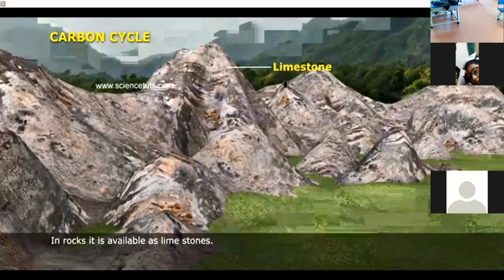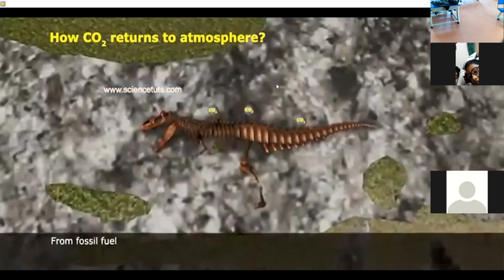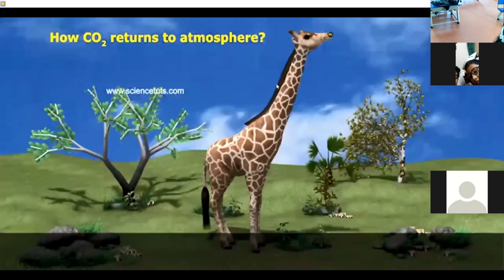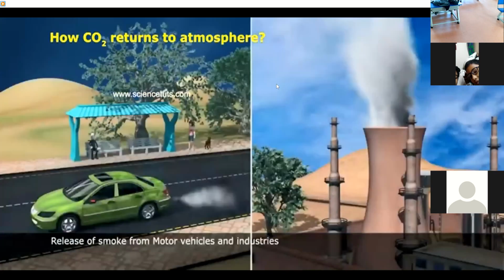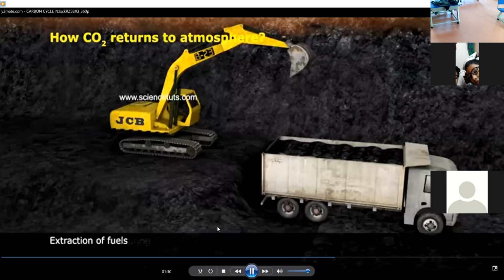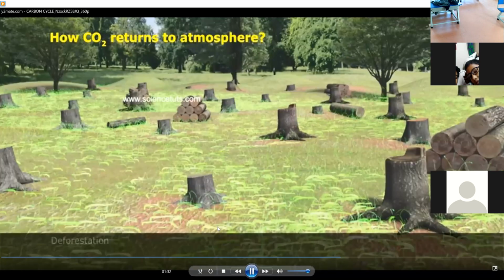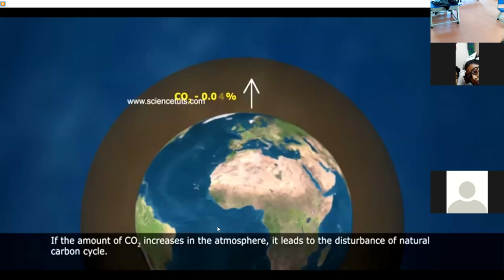How CO2 returns to atmosphere? From fossil fuel, from respiration of animals, from burning of wood, release of smoke from motor vehicles and industries, extraction of fuels, cement manufacturing, deforestation. If the amount of CO2 increases in the atmosphere, it leads to the disturbance of natural carbon cycle.